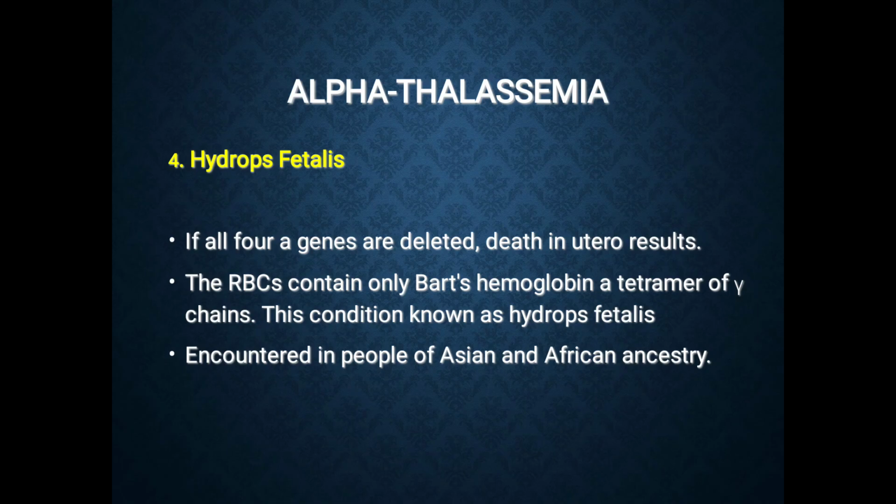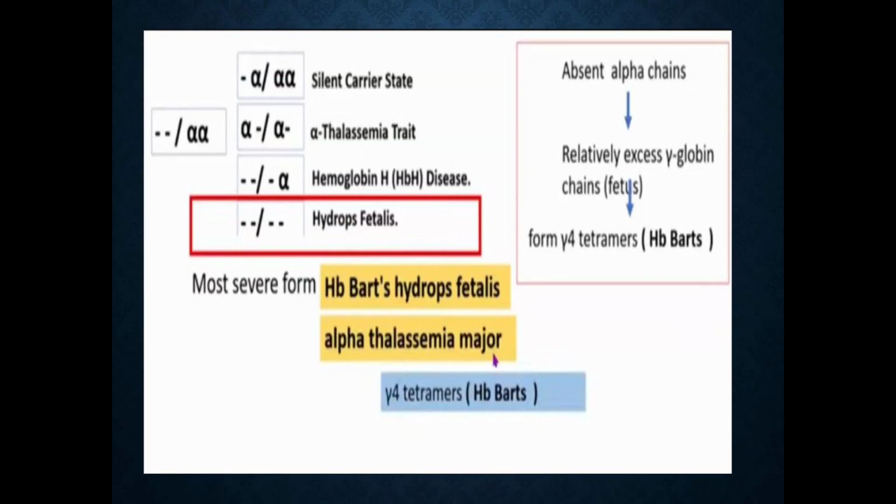The last type is hydrops fetalis. This is commonly seen in children after 6 months of life, because in the first 6 months the embryonal hemoglobin compensates for the disease. So they will usually have alpha and zeta, or alpha and epsilon. They compensate for the disease, and what happens is these patients won't have any alpha chains, so all 4 genes will be deleted, leading to formation of gamma tetramers.